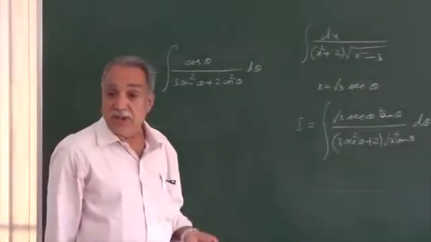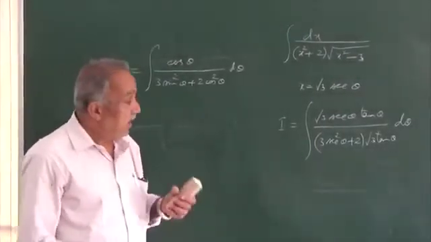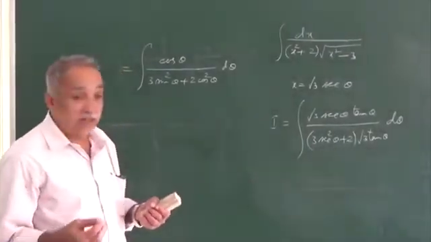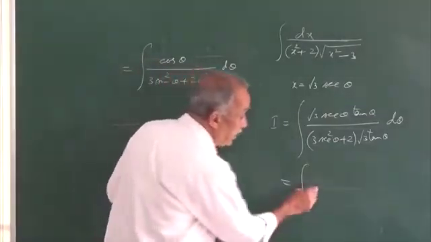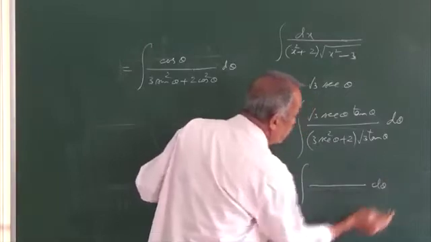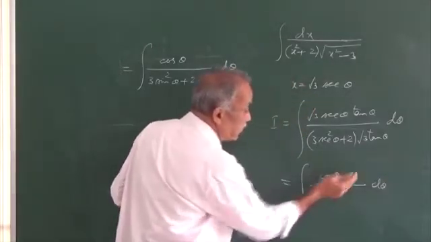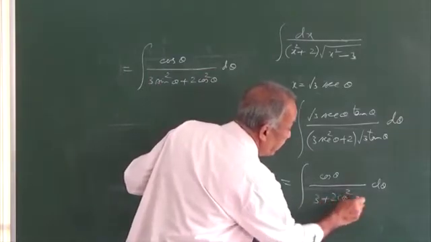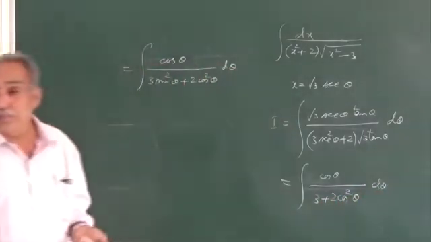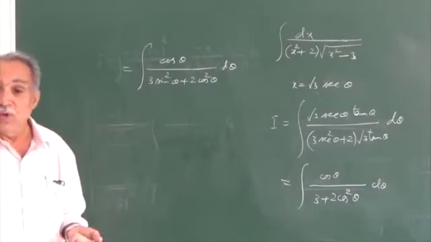Remove root 3 tan theta from numerator and denominator, express everything in terms of sine and cos. Multiplying numerator and denominator by cos square theta, numerator becomes cos theta, denominator becomes 3 plus 2 cos square theta. Over.